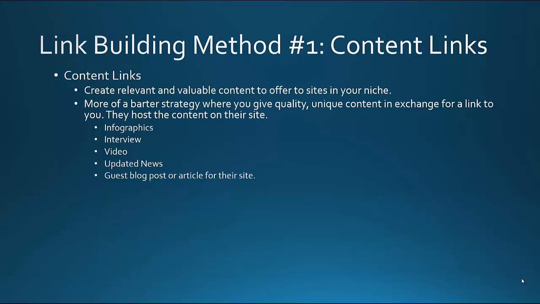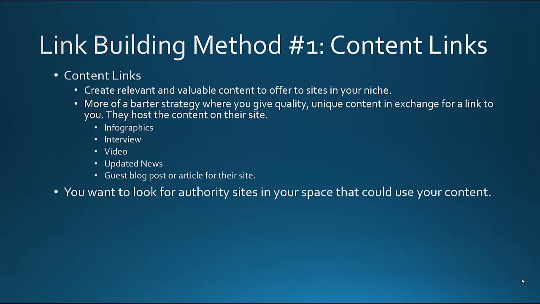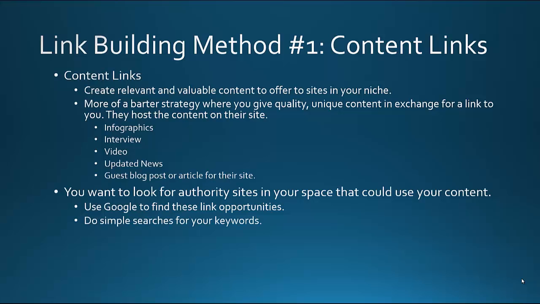Or the other idea here is you create the content first and then you shop it around to the first taker that will take that unique piece of content, whether it's an article you've done, and it needs to be of the utmost quality. So the article may be 500 to 1,000 words or more, a super high quality article. You want to look again for the authority sites in your space that could use your content. Use Google to find these link opportunities out there.